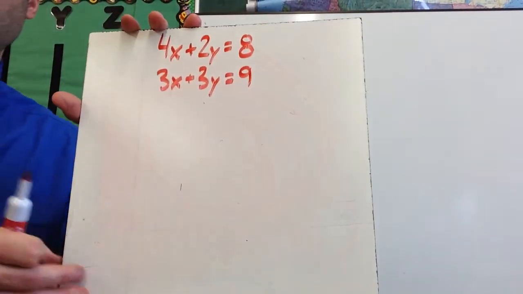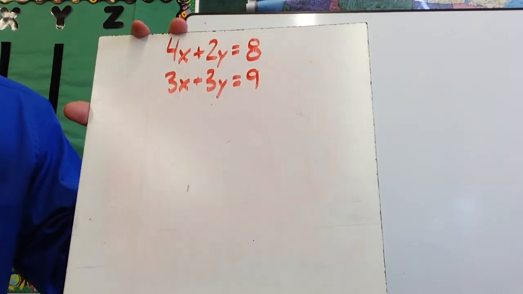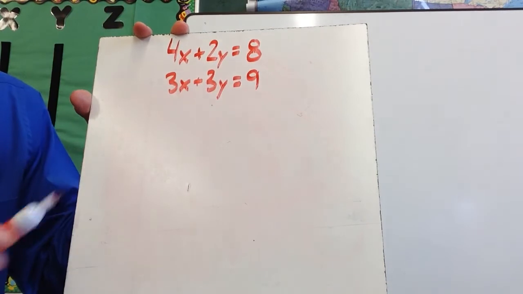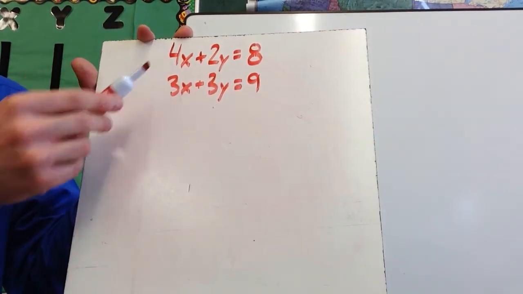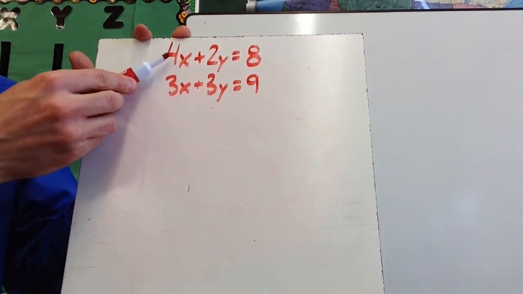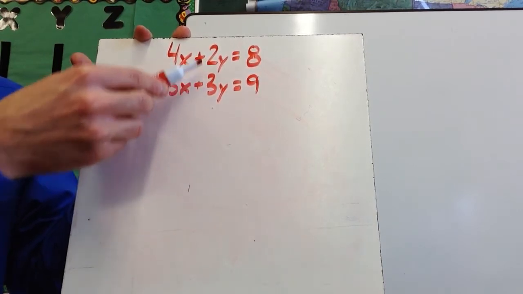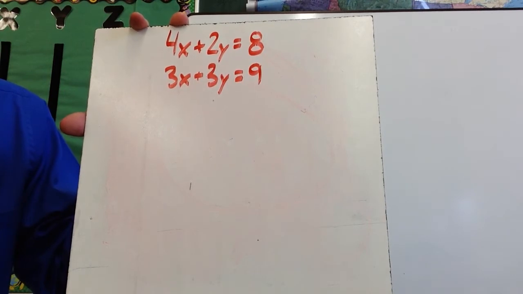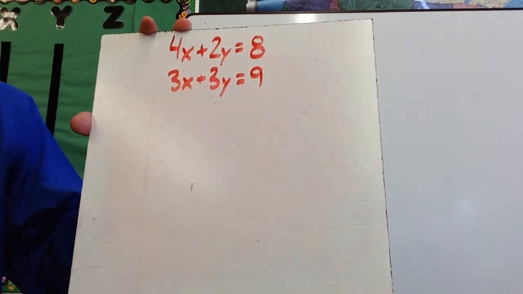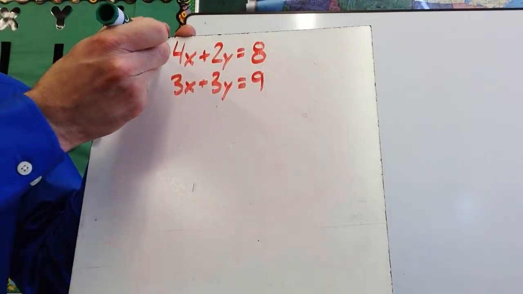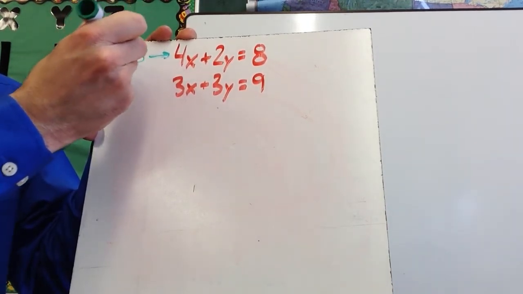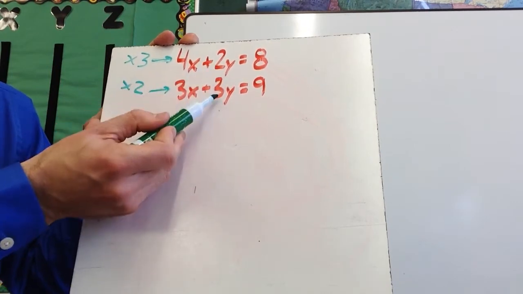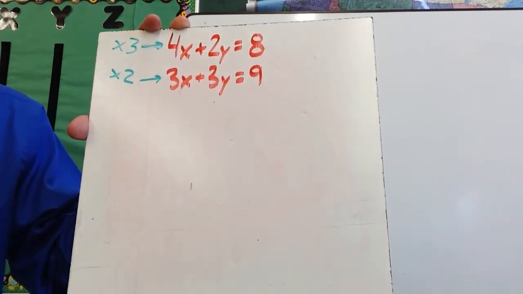One that doesn't necessarily come around or get solved quite as easily. So I've got 4x plus 2y equals 8, 3x plus 3y equals 9. As you can see, there's nothing I can easily multiply to either of these numbers or these numbers to make them either the same or opposite. So I'm going to end up multiplying both equations. In this particular example, I'm going to multiply this times 3, and I'm going to multiply this one times 2, and then this will become 6y, and this will be 6y, and then they will be the same.